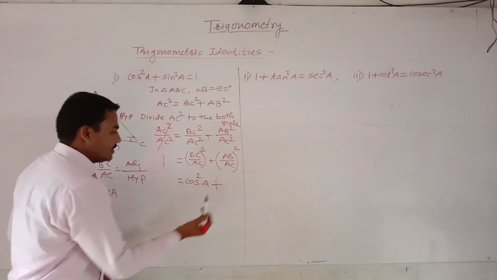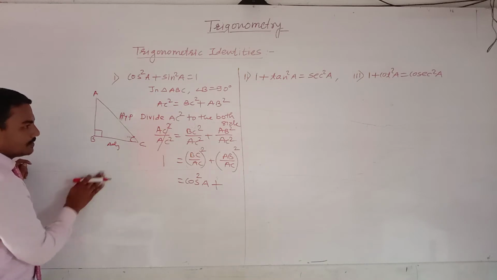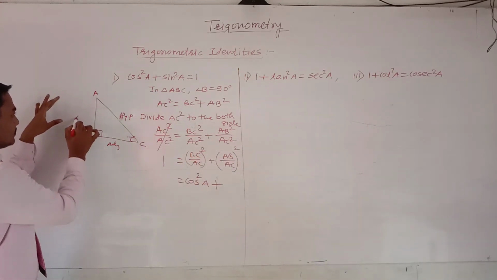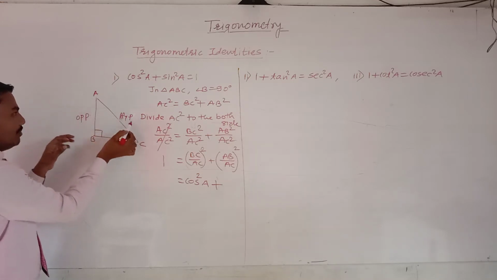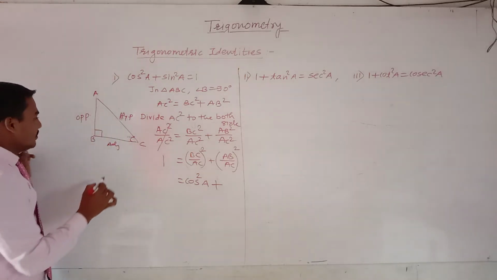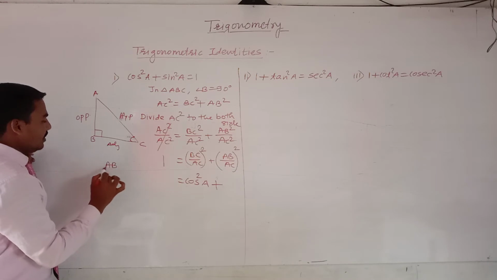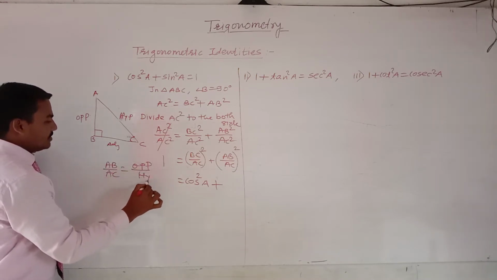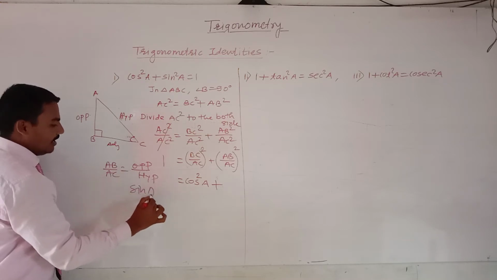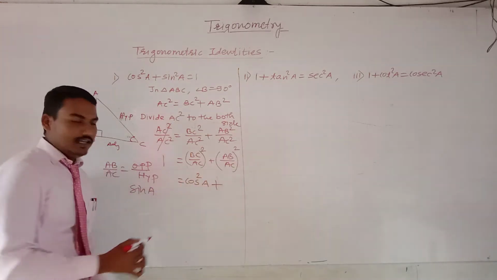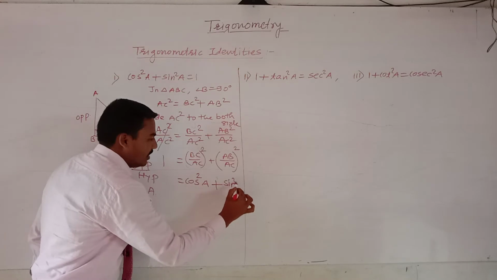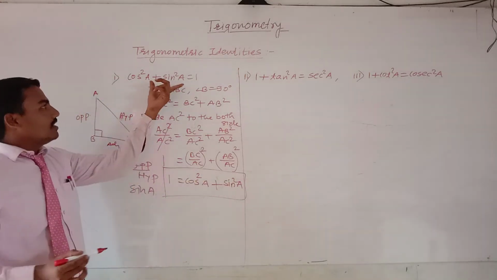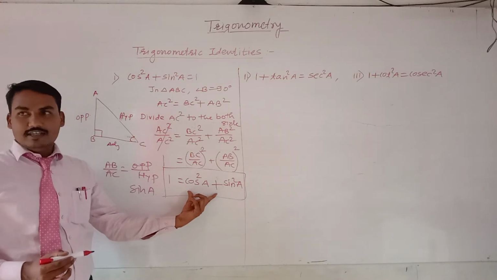Now plus. Next, I want to check AB by AC. AB is opposite upon hypotenuse, which is sine. So AB by AC, opposite upon hypotenuse, means sine A. So instead of this I want to write here sine square A. So our first trigonometric identity is proved here.